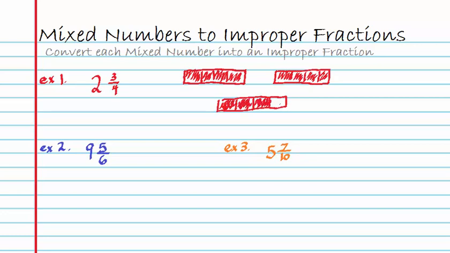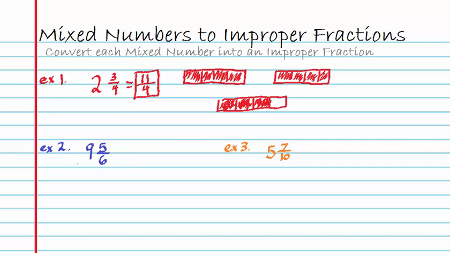So I'm not going to count this last part. So I have 11 fourths. I have 11 1/4 pieces. So my improper fraction would be 11 over 4. So in my diagram, I have 11 1/4 pieces.